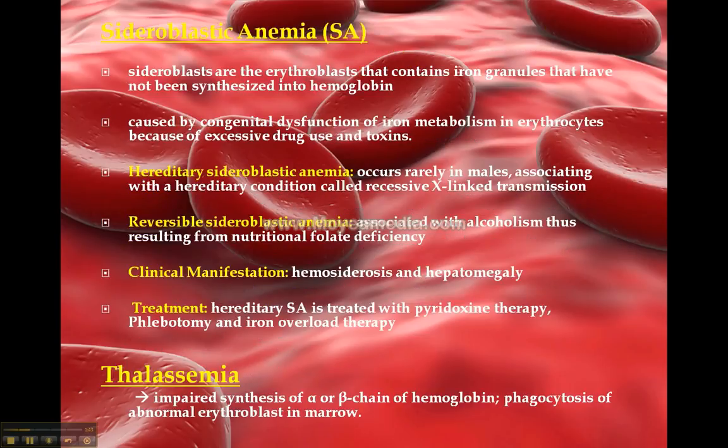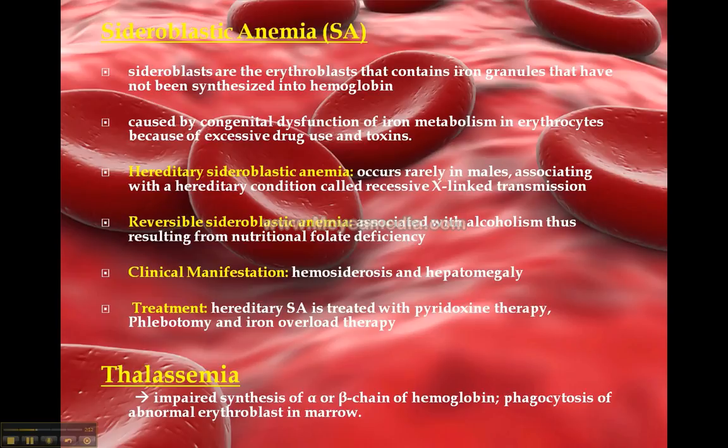The second type is sideroblastic anemia. Sideroblasts are the erythroblasts that contain iron granules that have not been synthesized into hemoglobin. It is caused by congenital dysfunction of iron metabolism in erythrocytes because of excessive drug use and toxins. There are two subtypes of sideroblastic anemia. The first one is hereditary. This occurs rarely in males, and it is linked with a hereditary condition called recessive X-linked transmission.